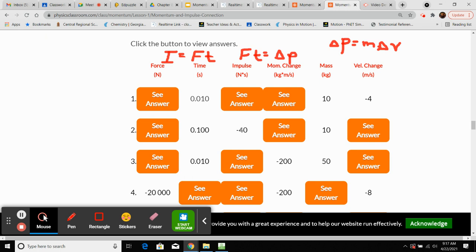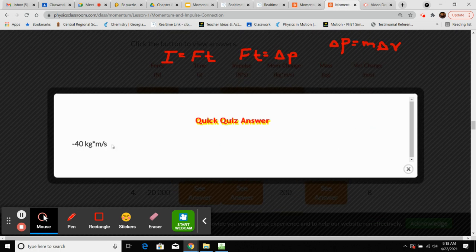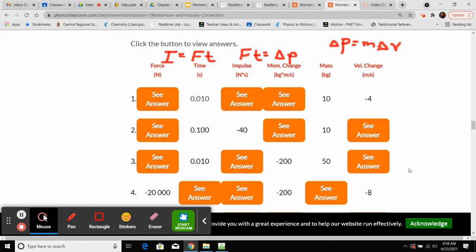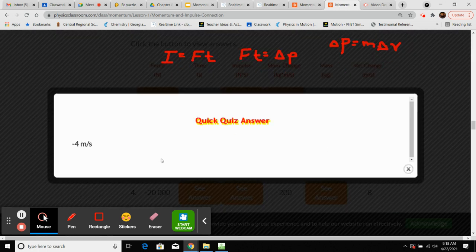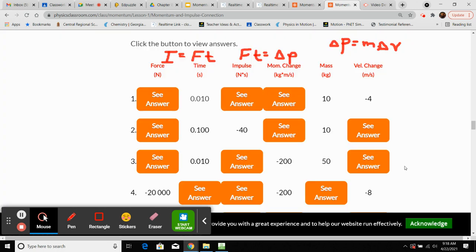So let's look at number 2. Number 2, we have an impulse here of negative 40. If impulse is equal to momentum change, what is my momentum change going to be? Negative 40. Yup. The only thing that changed were the units. Well, if I know now what my momentum change is, if this is negative 40 and m is 10, what is my change in velocity going to be? Negative 4. You just put them in their spots. So negative 40 equals 10 times delta V, divide both sides, so negative 40 divided by 10 is negative 4 meters per second.